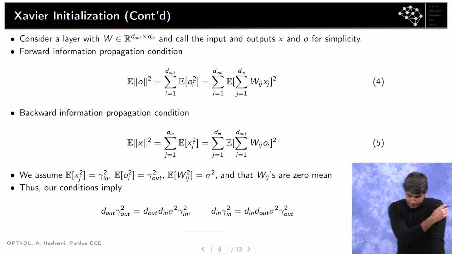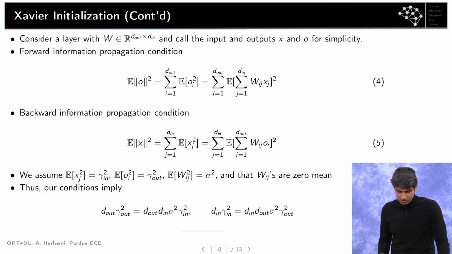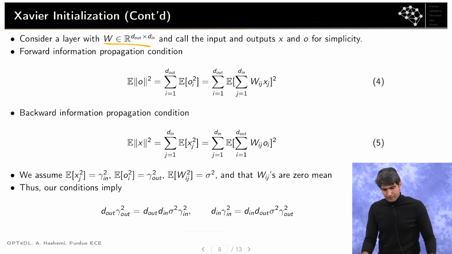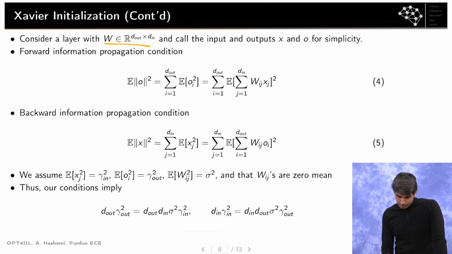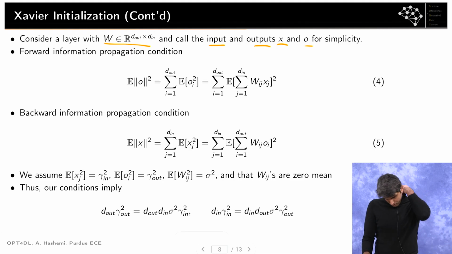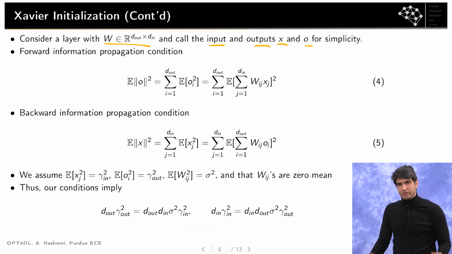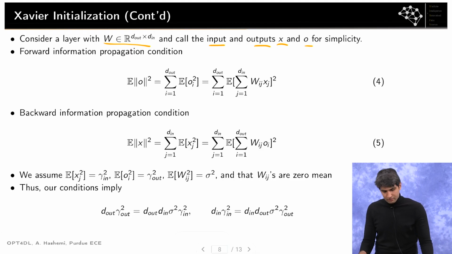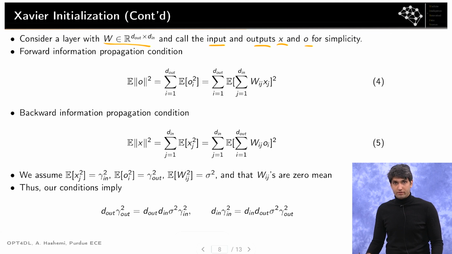For the derivations in the next slides, we're going to make this assumption. All right. So now let's consider a specific layer, and I'm setting the bias to be 0 without loss of generality. Let's say that I have a layer where the dimension of the input is in and the dimension of the output is out. Let us call the input and output x and o for simplicity. Now we need two conditions. We said that if we traverse a specific layer in the forward and backward directions, we are not changing the strength of the signal much. In fact, we want to make sure that we don't change the strength of the signal at all.